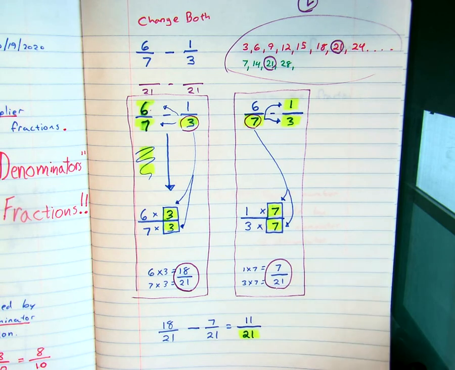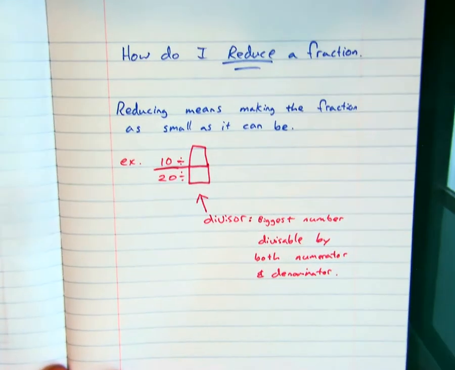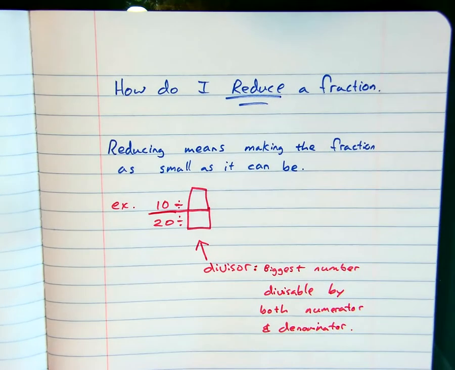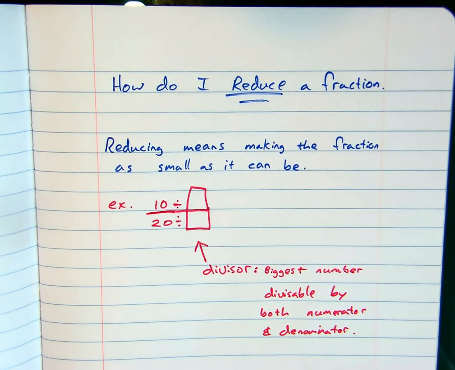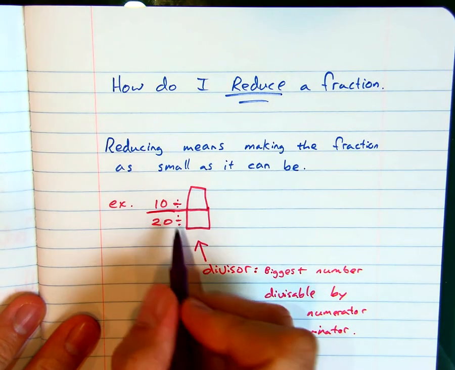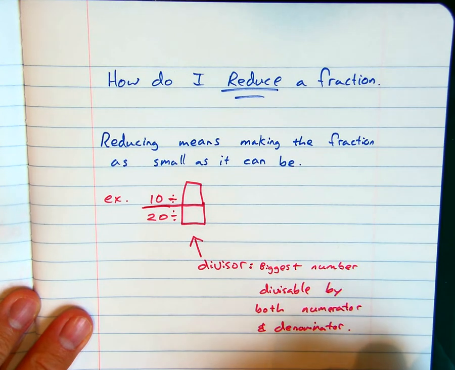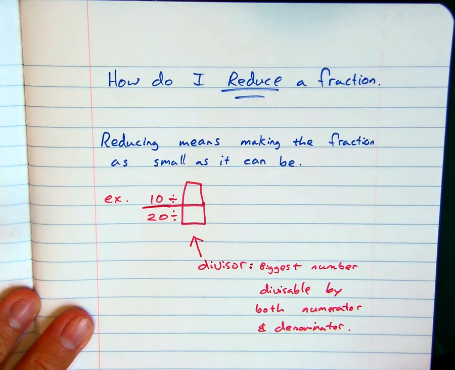All right. Next one. How do I reduce a fraction? Now, this is going to be a question you're going to see in Prodigy. Reducing means making the fraction as small as it can be. And for this example, I have a fraction of 10 over 20. It can get smaller. So what I want to do is use a divisor. This is very similar to the multiplier we use to make a fraction bigger. Using a divisor on both the numerator and denominator will get us to its smallest form.